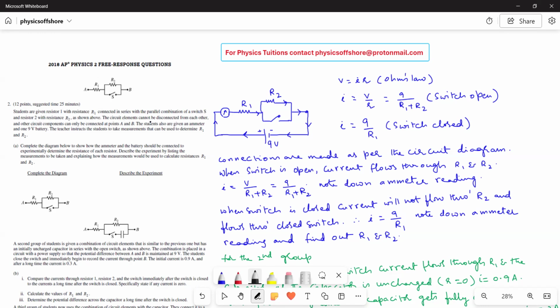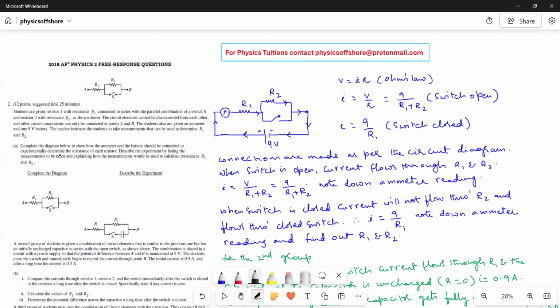The circuit elements cannot be disconnected from each other, and other circuit components can only be connected at points A and B. These are the A and B. The students also are given an ammeter and one 9-volt battery. The teacher instructs the students to take measurements that can be used to determine R1 and R2.